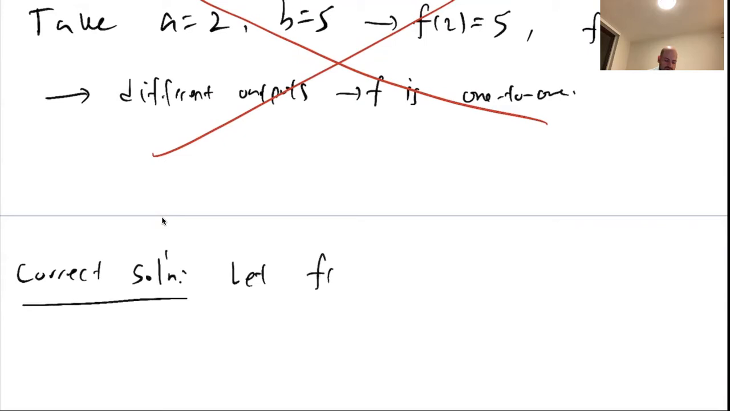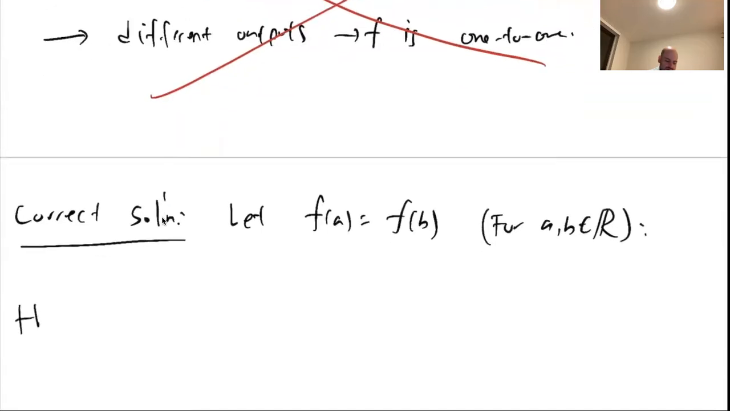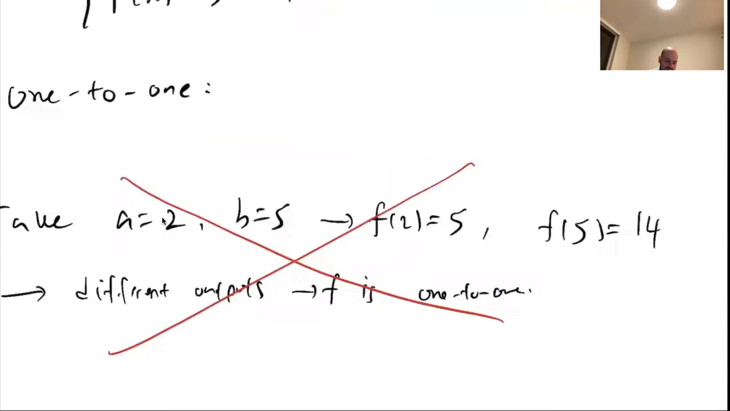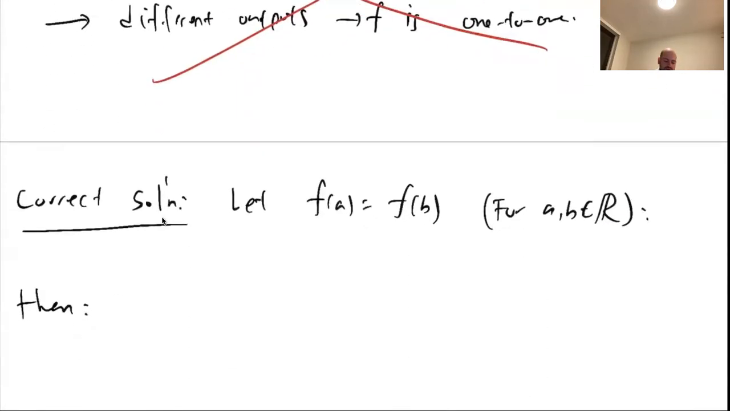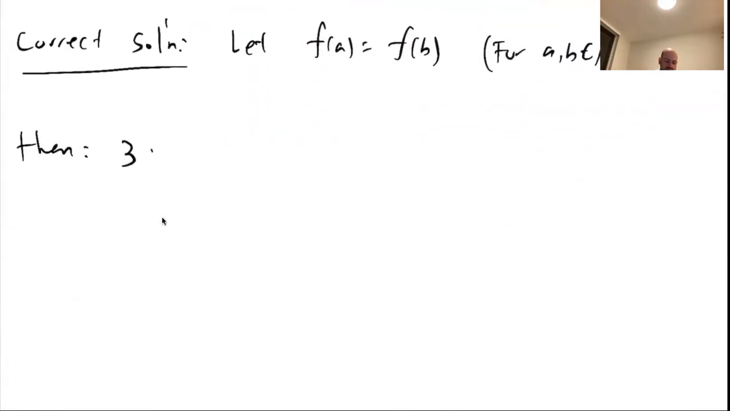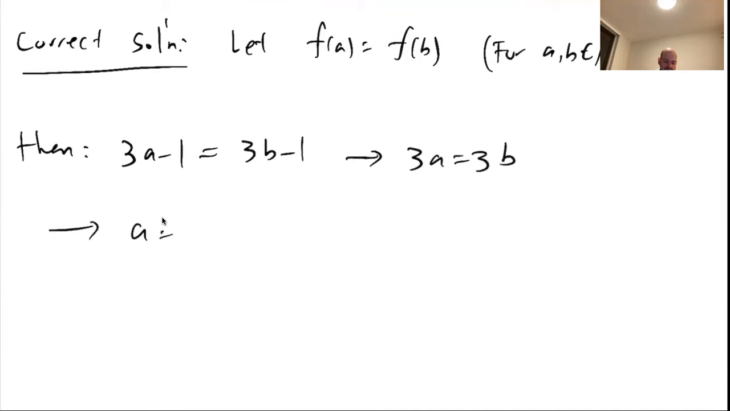So the correct solution: let f of A equals f of B for A and B in the domain of f, which is all real numbers here. Then what can we say? How much is f of A? f of x is 3x minus 1. So f of A is 3A minus 1, equals f of B, which is 3B minus 1. And then that means 3A must be equal to 3B, and that means A must be equal to B.